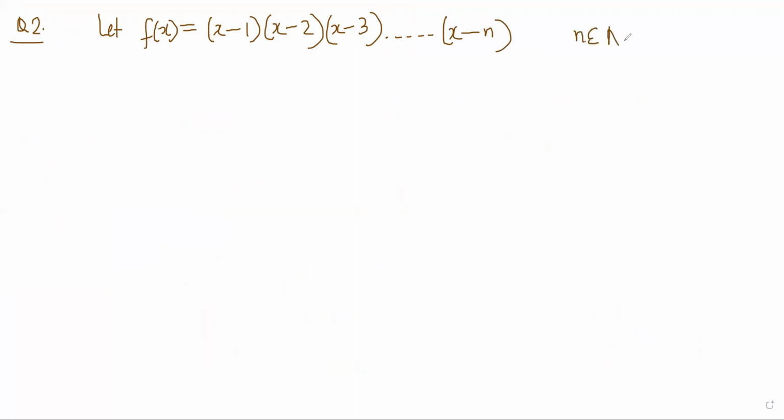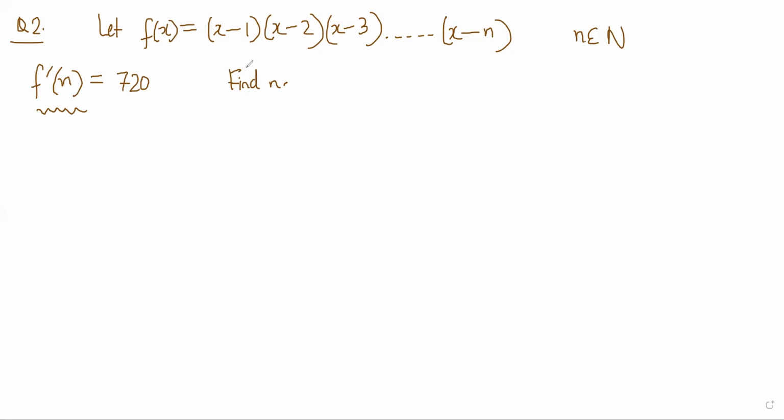So the second question is, let f(x) = (x-1)(x-2)(x-3) and so on till (x-n), where n is a natural number. And we also have f'(n) = 720. Now we have to find n here. Okay, so again, f'(n) is given, right? So ultimately the idea is to differentiate this. Somehow you have to differentiate it, and if you are able to do that, then it will be easy.